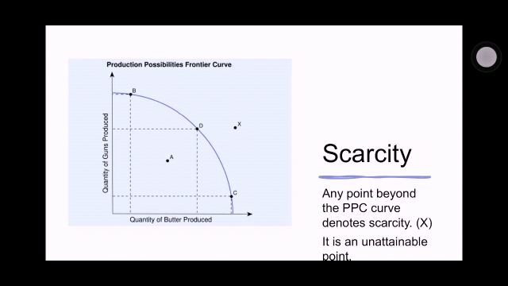Now if you want to produce at point X, you need more of those resources, but you don't have it. So that's exactly how we denote scarcity, through a production possibility curve. Alright, so very simple stuff.